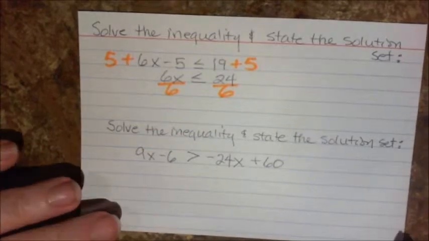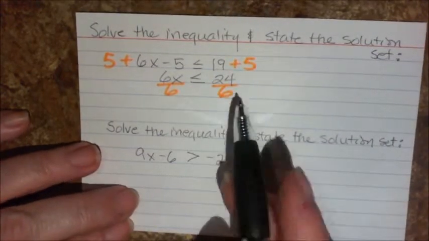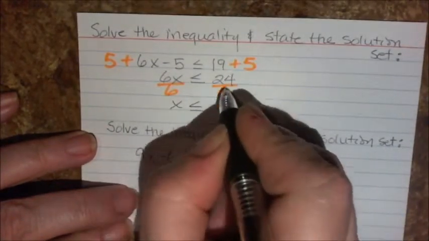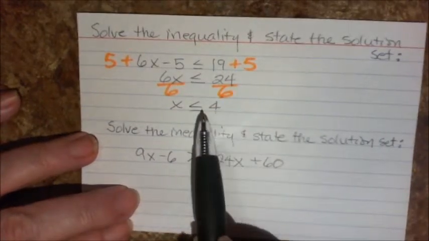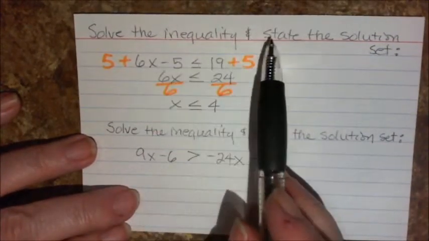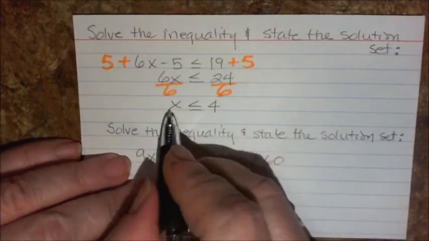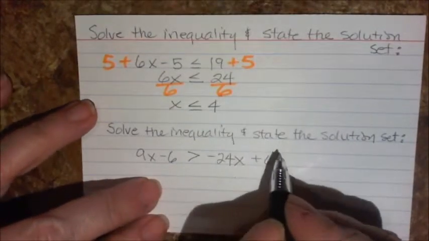Alright, and there's no reason to reverse the inequality here because we divided by 6, not negative 6. So that isolates x is less than or equal to 24 divided by 6, which is 4. Now, we don't want a number line this time. We want to state the solution set a different way. So we could say the inequality says x is less than or equal to 4.